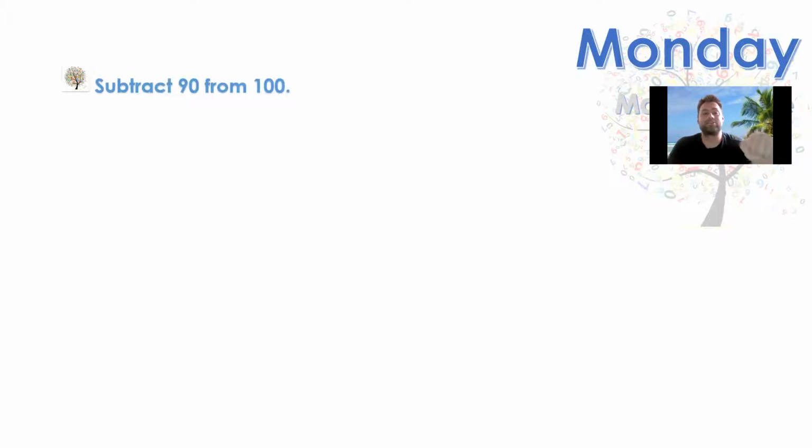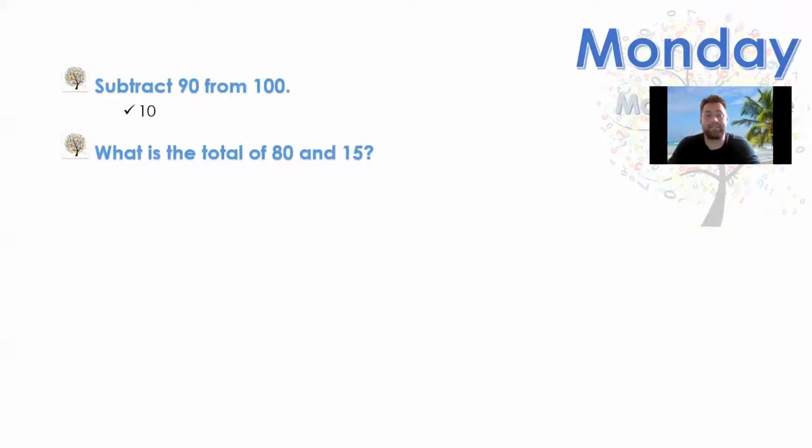Can you subtract 90 from 100? You can call that out or you can write it down on a piece of paper. That's entirely up to you. And the answer is 10. Next question. What is the total of 80 and 15? Again, you can write this down or you can shout it out at the screen, whatever. The answer to that is 95.